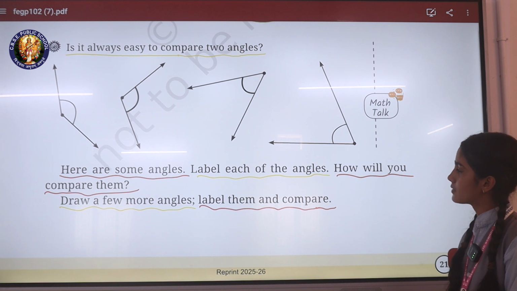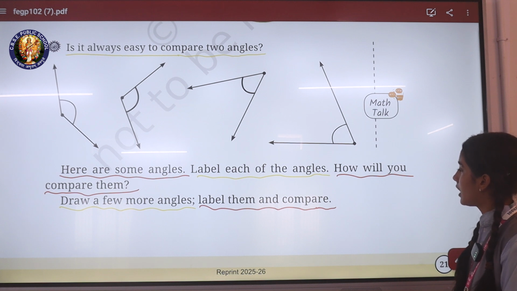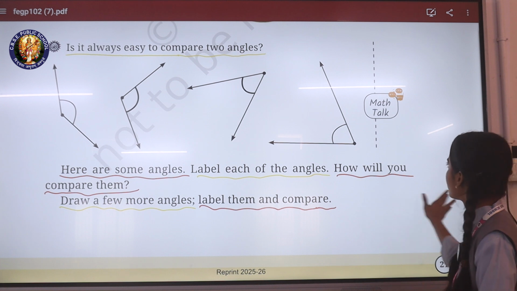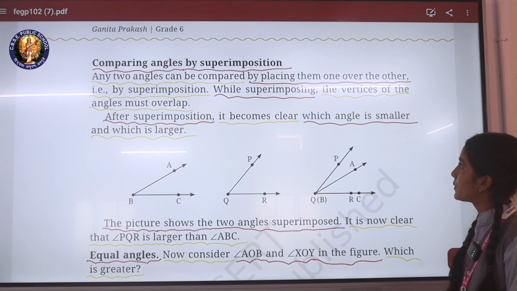Here are some angles. Label each of the angles. How will you compare them? Draw a few more angles. Label them and compare. Comparing angles by superposition.